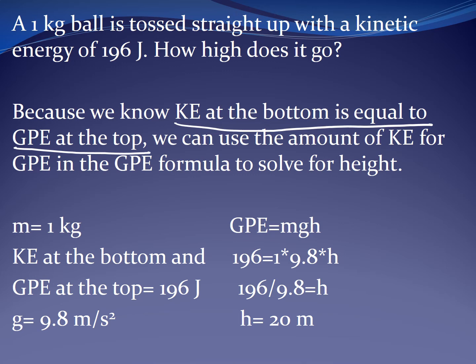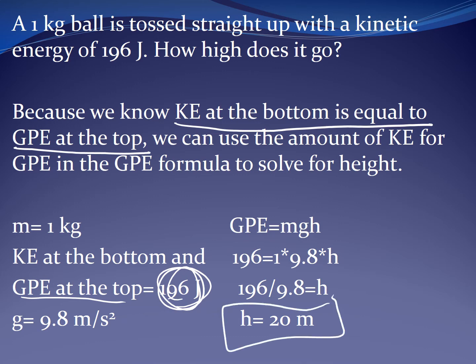If we know our mass, and we know that KE at the bottom and GP at the top equal the same amount, then we can figure out height using the GP formula. So our gravitational potential energy is 196 equals 1 times 9.8 times h. We don't know what h is, so we take 196 divided by 9.8 to figure out our height. Our height is 20 meters.